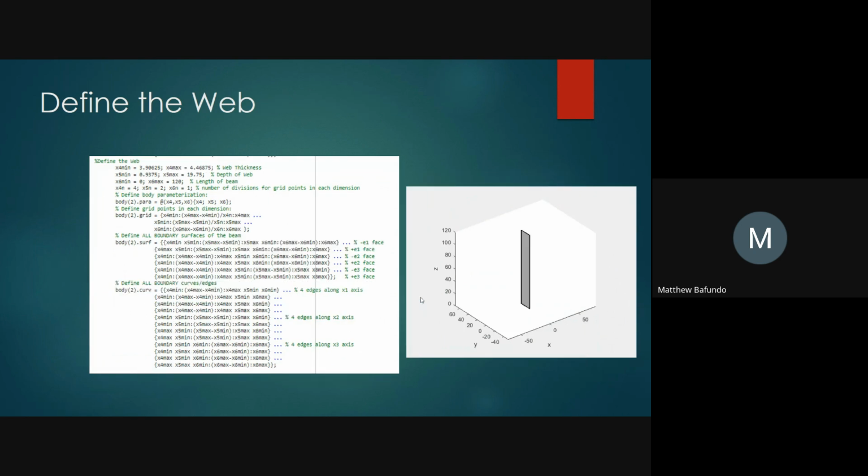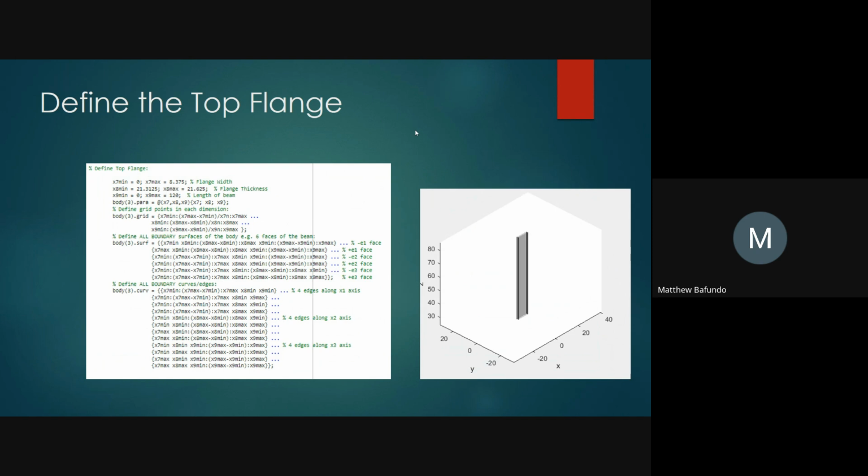Moving on to the web, you see that we have the web thickness. Take the flange width, divide that by 2 to get the centroid of the beam, and then add half of the web thickness on either side. The depth of the web comes from the member depth minus 2 times the flange thickness, and the 120 is the same. Then we have the top flange, which is just a mirror of the bottom flange, with different limits based on its orientation on the member.